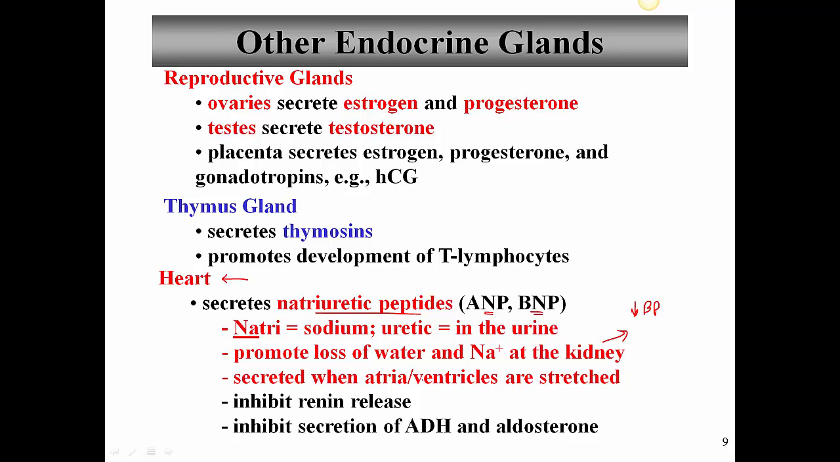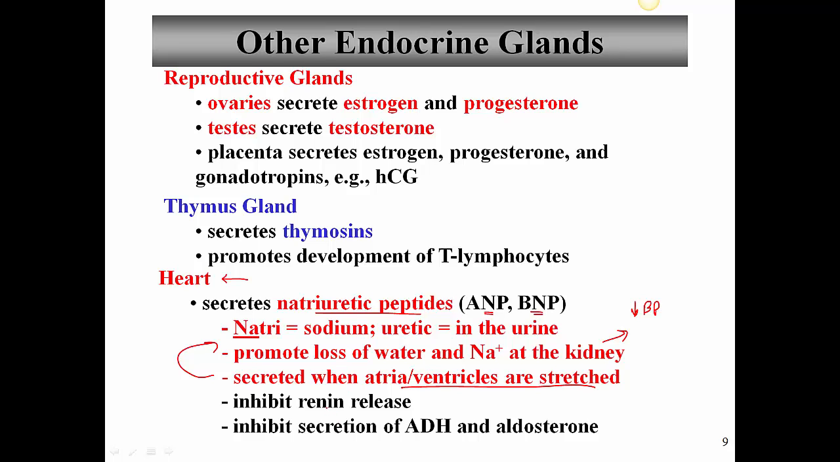Not surprisingly, the stimulus for the secretion of natriuretic peptides is when the atria and ventricles are stretched. For example, when we have an increased amount of sodium and water in the body, this will cause plasma volume expansion, and that expansion will increase blood pressure, and that's a signal to the heart to secrete ANP and BNP, and this will lower the amount of water in the plasma, and that will tend to return blood pressure to its normal levels.